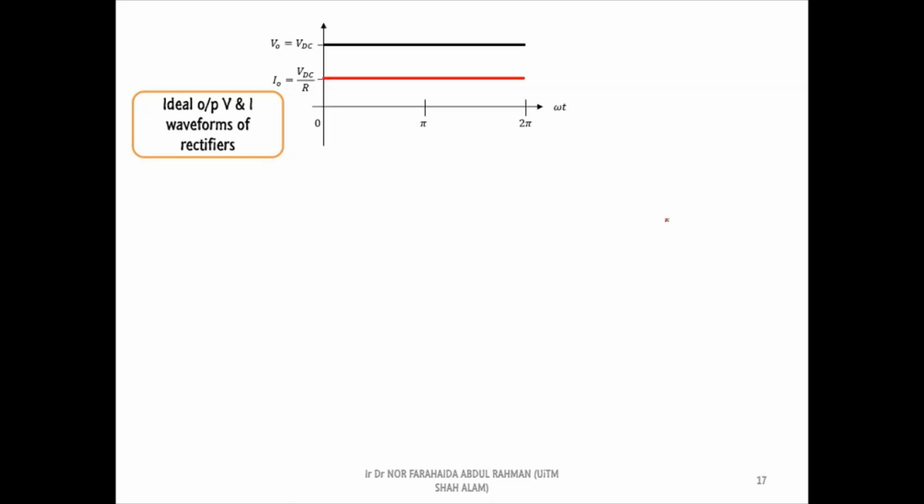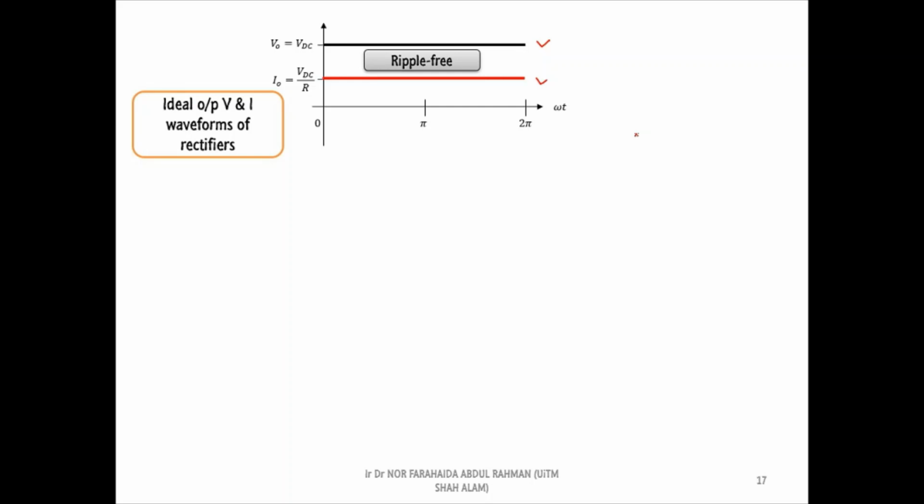Before we start the analysis, it is good to consider the ideal waveforms of the output voltage and output current of the rectifiers. The black line and the red line refer to the ideal waveforms of the output voltage and output current respectively. These waveforms are called ripple-free waveforms, and they represent the average or DC components of the AC supply converted by the rectifier. Unfortunately, without any filters, the rectifiers cannot generate the ideal voltage and current waveforms.